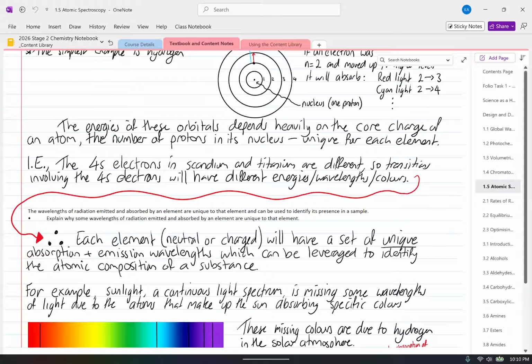If you suspect that element, you can look for those colors. If you see them, it's there. If you don't see them, then it's not there.